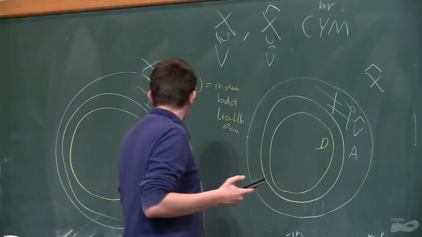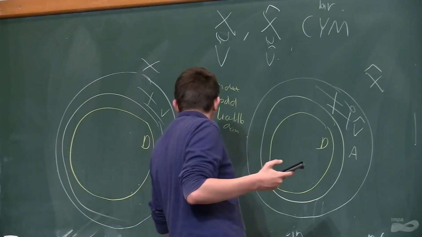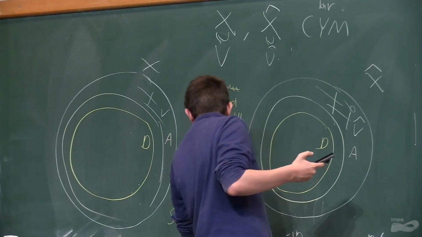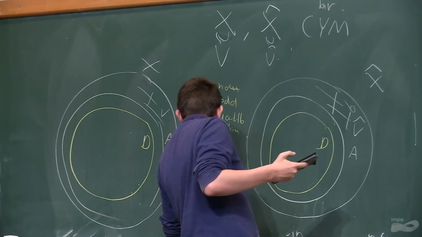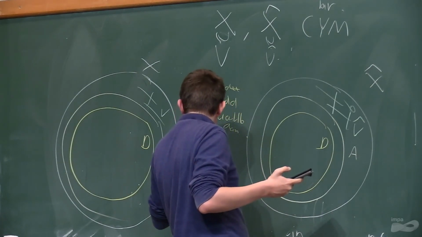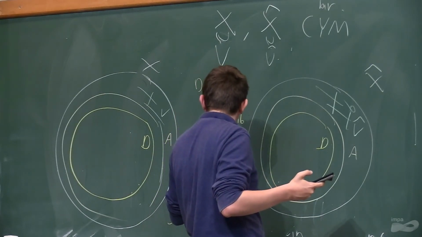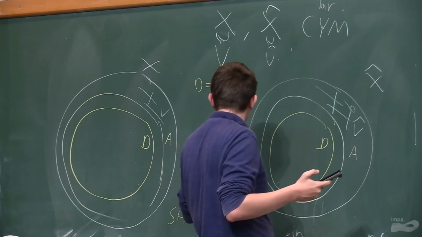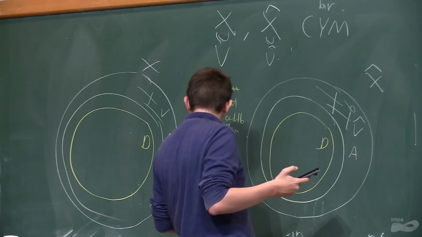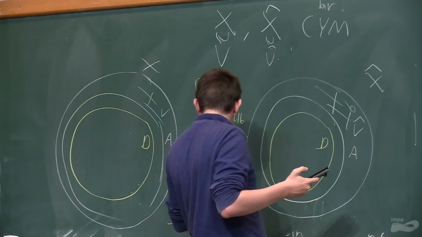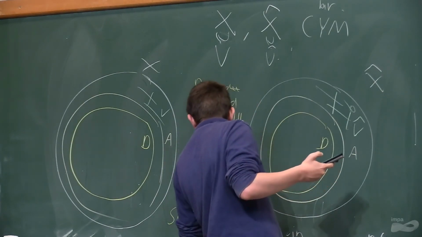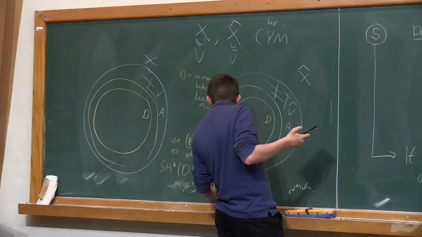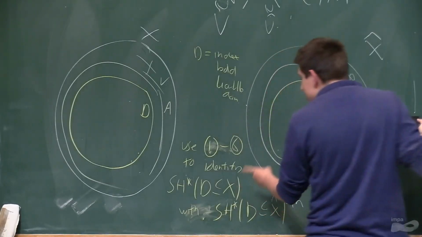And I compute. I use the axioms, not axioms, properties, 1 to 6, to compare and identify this with this.